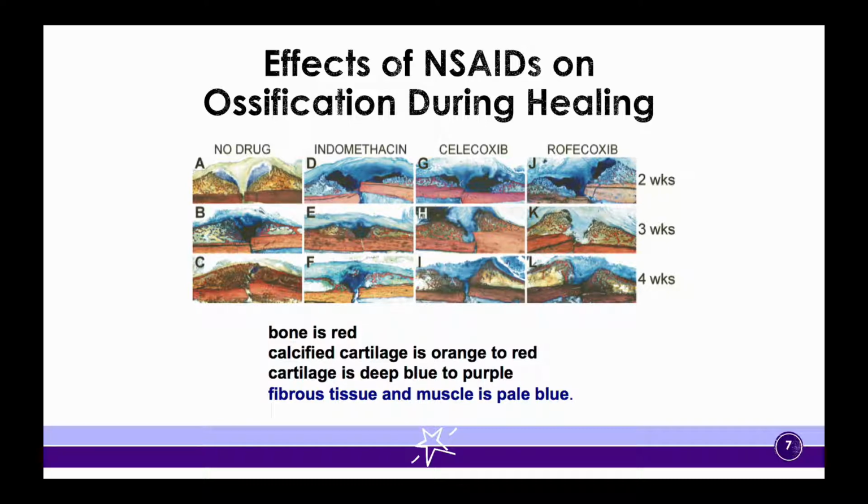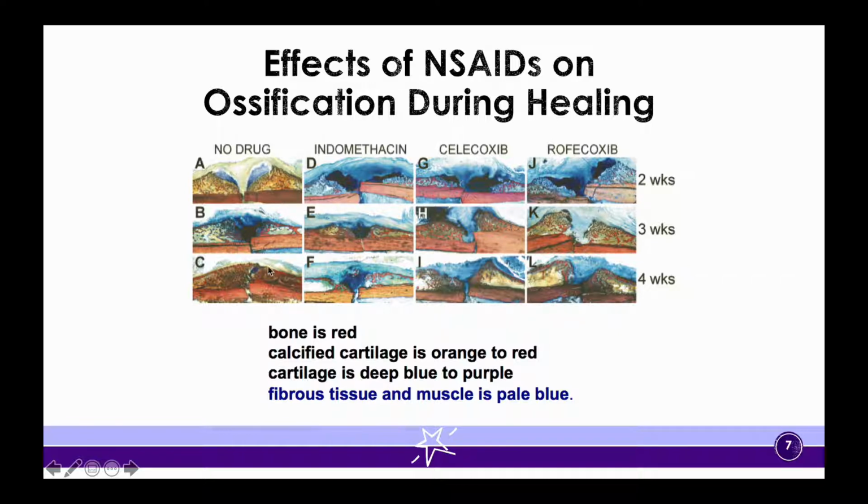And this is actually a great picture of what it looks like when we're trying to do bone formation and bone remodeling. So what we can see going across here, we've got no drug was used in this circumstance, and then different types of non-steroidal anti-inflammatory drugs were administered. And I believe this is in a mouse femur that was broken. And we're looking at that healing time of 2 weeks, 3 weeks, and 4 weeks, and what these things look like.